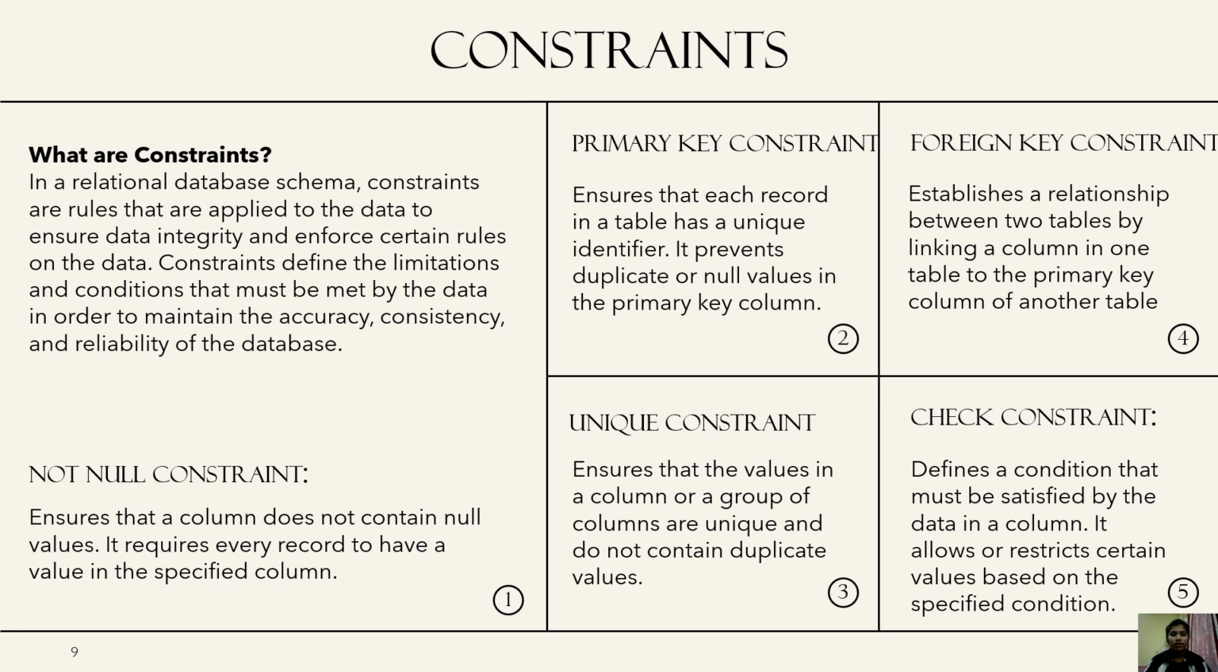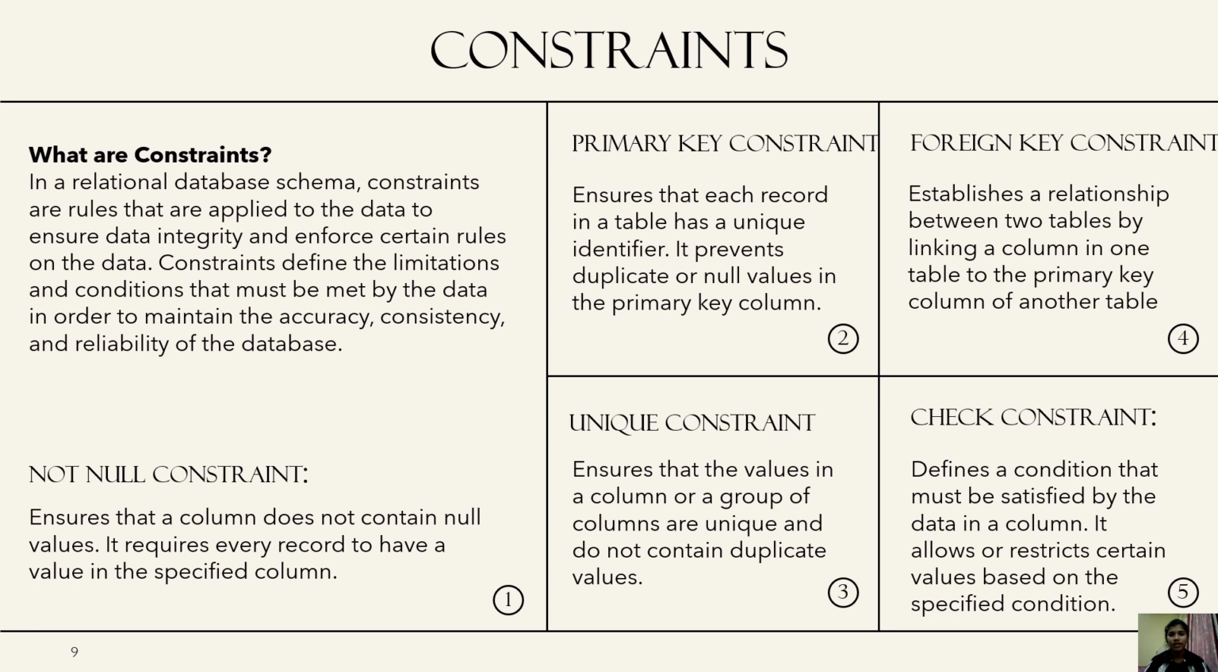Not null ensures that a specific column is not null. If there is a field called phone number and it is required, then we enable it as not null so that the column is not left null and must be filled. Next is primary key. The primary key ensures the record in the table is unique and prevents duplication.